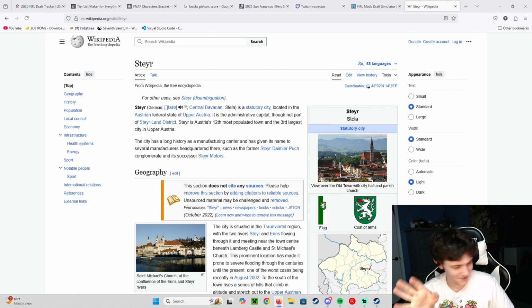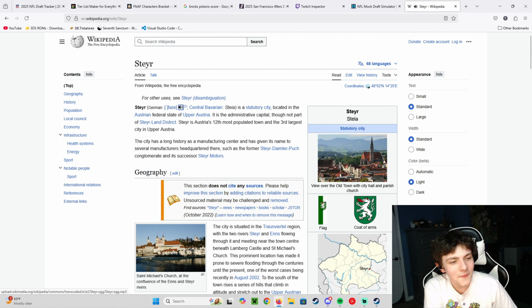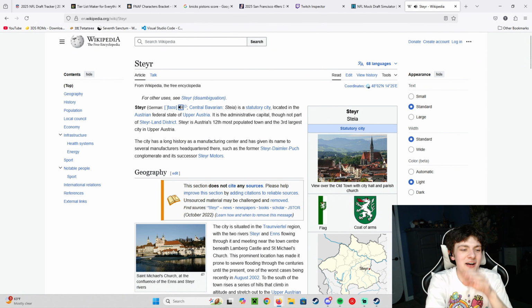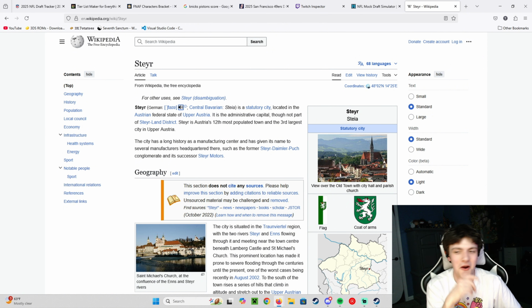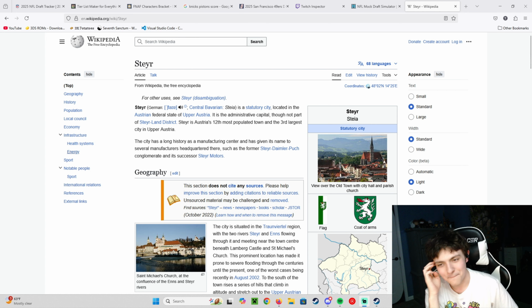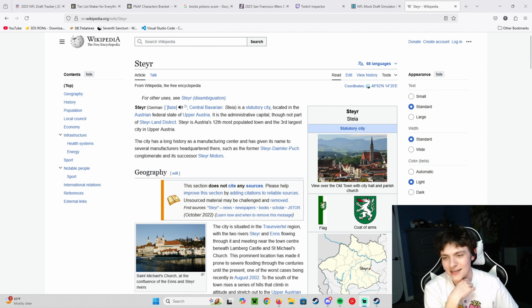Hold up now. Steyr. Why is there this, like, 3-second pause of this guy unwrapping a candy bar or something? Anyway, it's a statutory city located in the Austrian federal state of Upper Austria. My home away from home. That's where I was born and bred, guys. It is the administrative capital, though not part of the Steyr-Land district. Steyr is Austria's 12th most populated town and the 3rd largest city in Upper Austria.